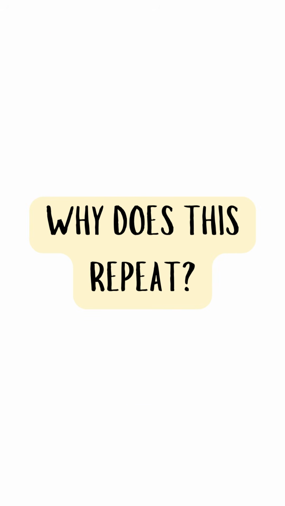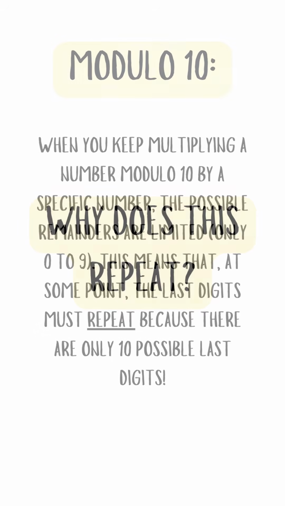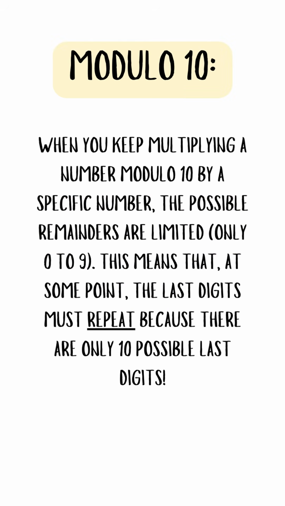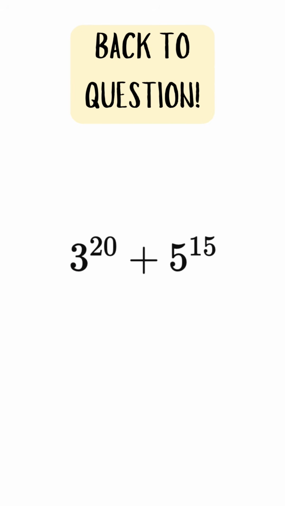So why do these last digits of exponents repeat? Basically, when you keep multiplying a number modulo 10 by a specific number, the possible remainders are limited, only 0 to 9. This means that at some point the last digits must repeat because there are only 10 possible last digits. So now let's head back to the question.